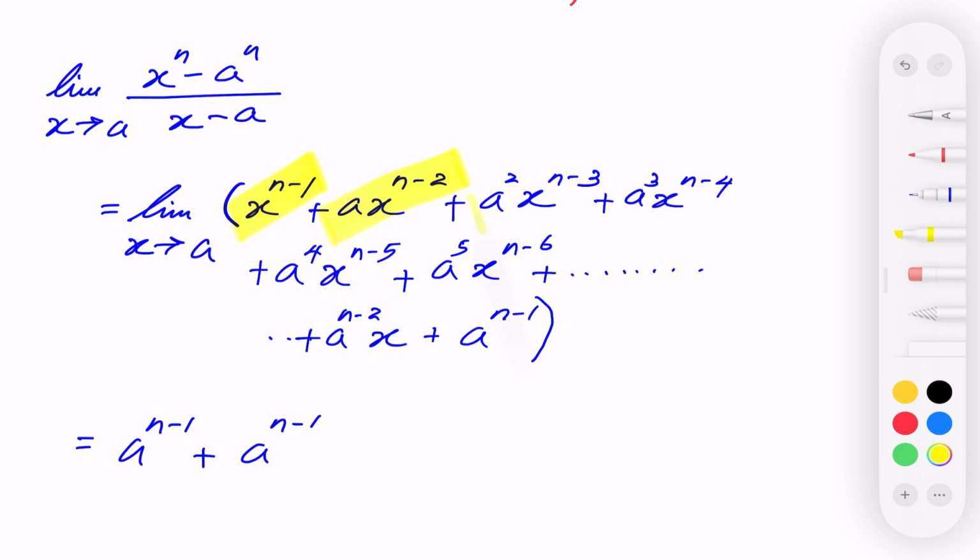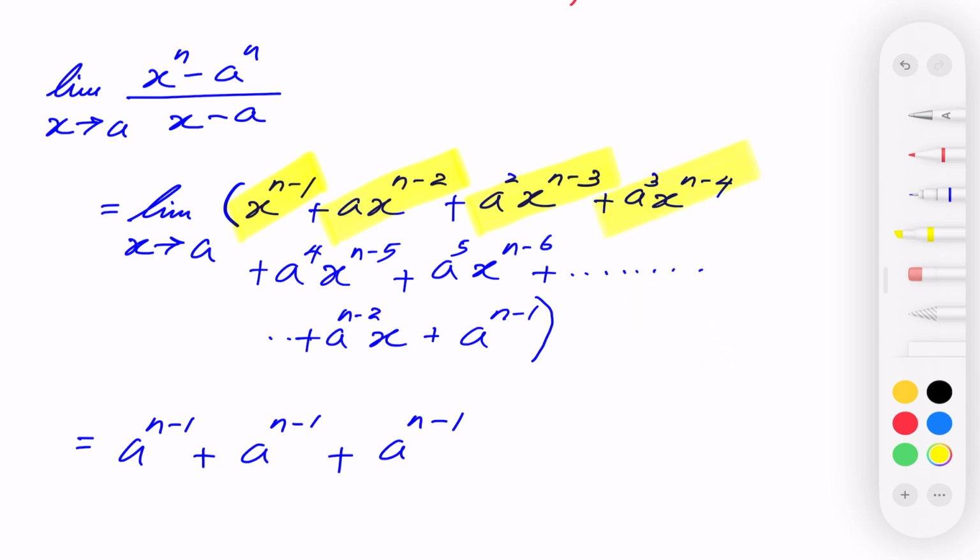Alright, now look at this third term right here. We have a squared times x raised to the n minus 3. When that x is replaced by a, it is a squared times a raised to the n minus third power. Those two will also be simplified to become a raised to the n minus first power. And it's going to be exactly the same with each of the other terms as well.